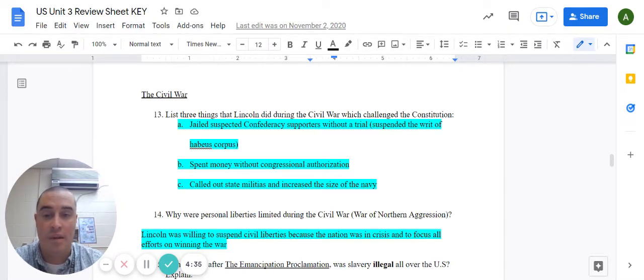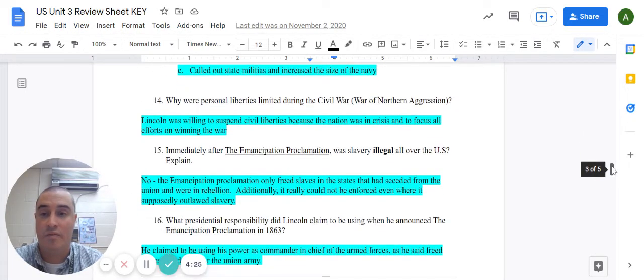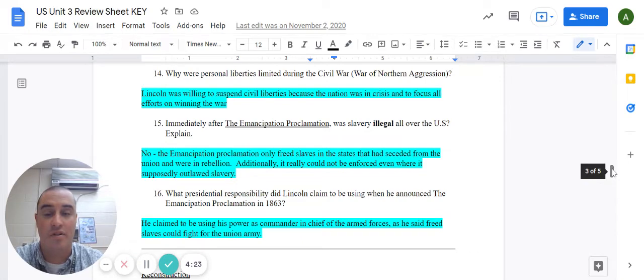The second one, letter B, Lincoln also spent money without congressional authorization. And finally, letter C, Lincoln called out the state militias and increased the size of the Navy, also without the consent of Congress. 14, why did Lincoln do this? Why were personal liberties limited during the Civil War?